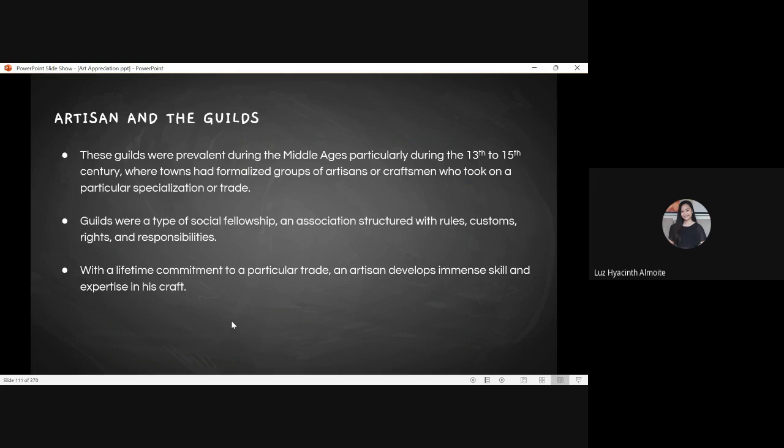What is meant here is a kind of formalization of craft education in which regulation was set in place. Here, skills qualification was needed for an apprentice to register under a particular craft guild. These guilds were prevalent during the Middle Ages, particularly during the 13th to 15th century, where towns had formalized groups of artisans or craftsmen who took on a particular specialization or trade. The shoemakers, textile and glass workers, carpenters, carvers, masons, armorers, and weapon makers, among others.